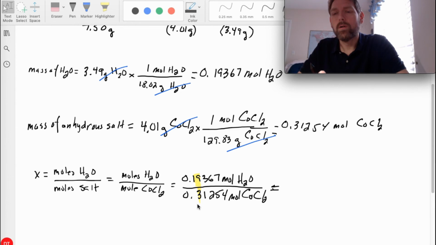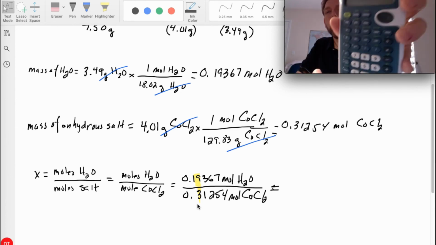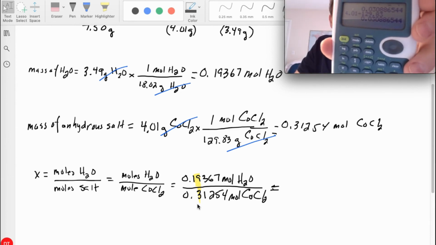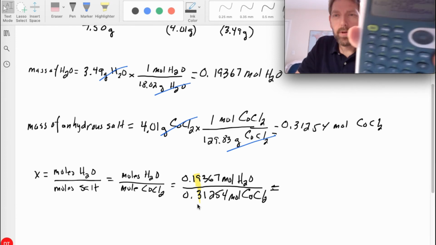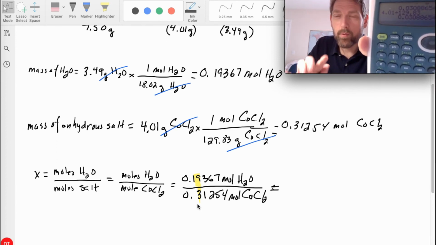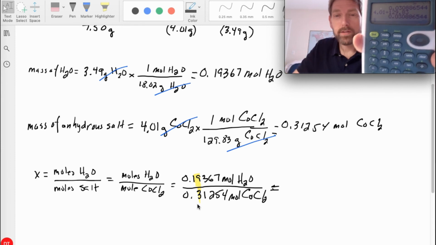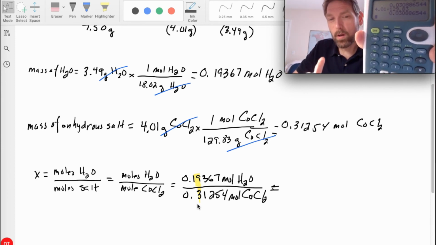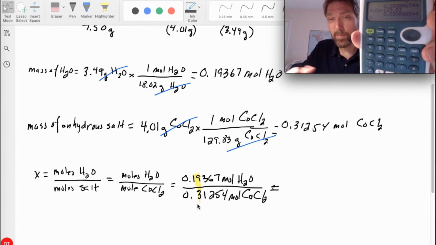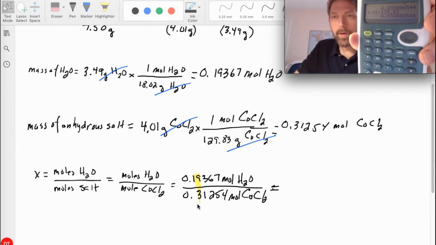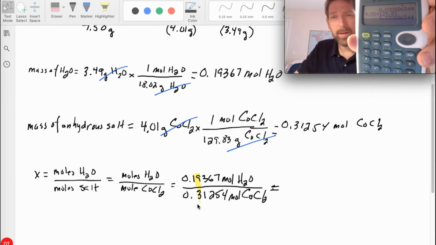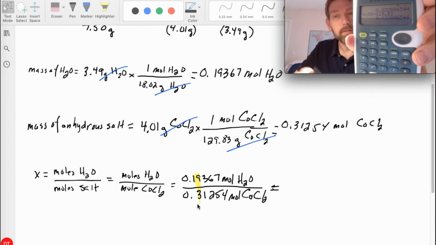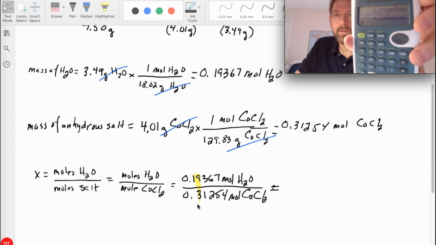So 4.01 divided by 129.83. That 129.83, remember, that is the molar mass for the cobalt 2 chloride. So 4.01 being the mass of the salt that we have in this particular experimental data. So I forgot that 9, highly important, changed everything. But instead of completely scrapping the video and remaking it, this is a good learning moment.